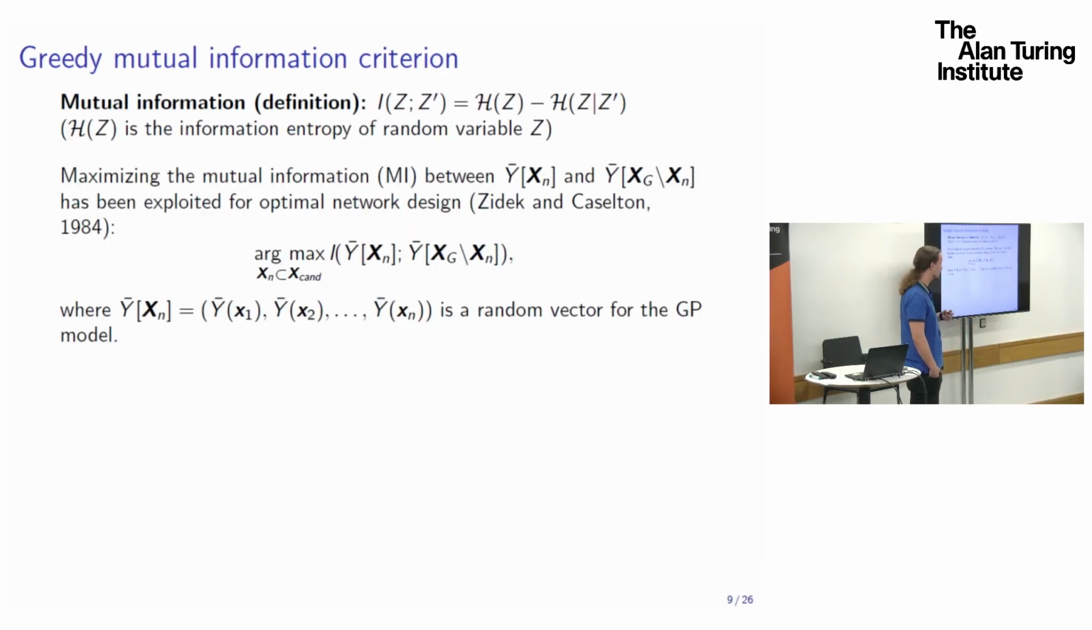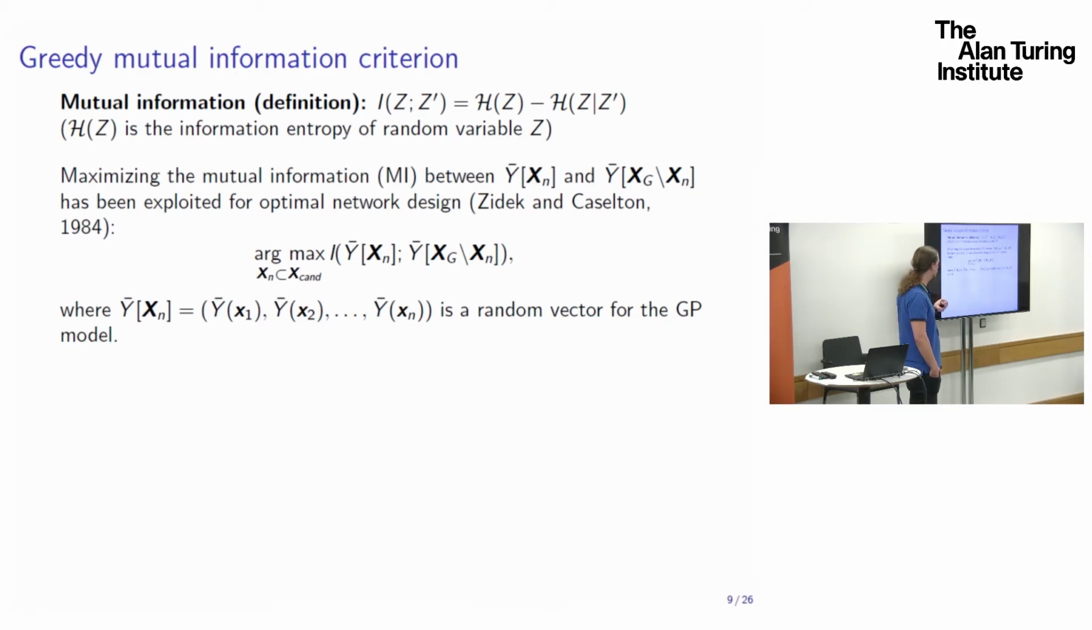So the algorithm I will talk about today is based on what's known as mutual information. So it's the difference between what's known as information entropy, between some random variable and the entropy if you have that random variable conditioned on another. So it basically is the shared information between 2 random variables that we denote here by Z and Z prime.